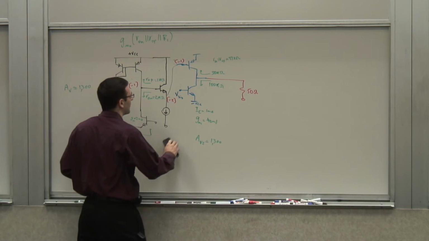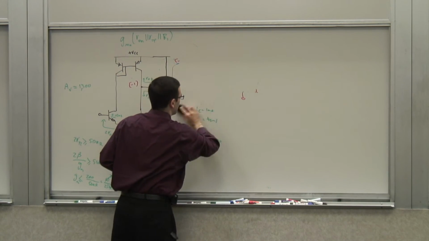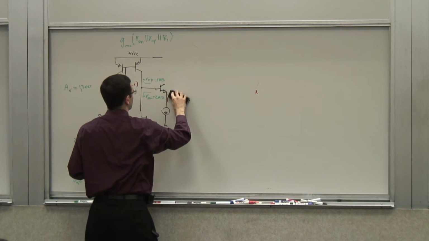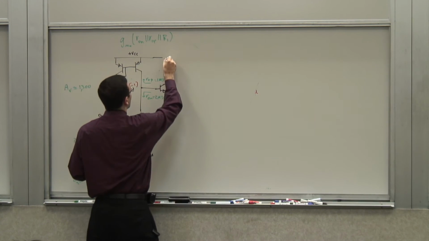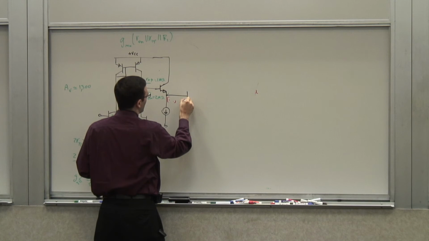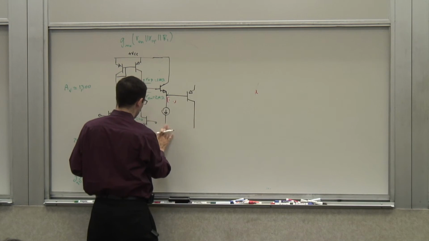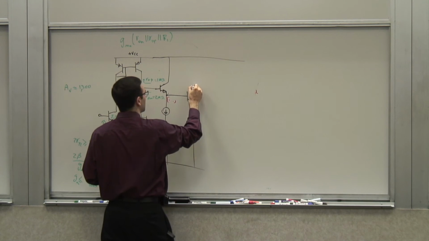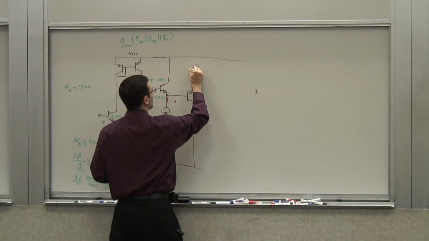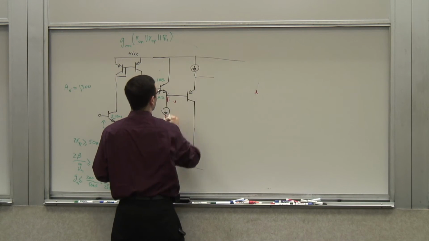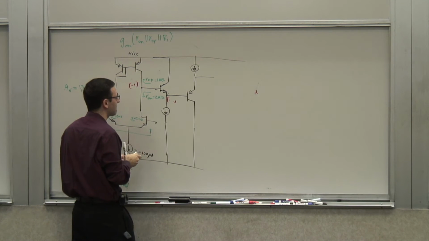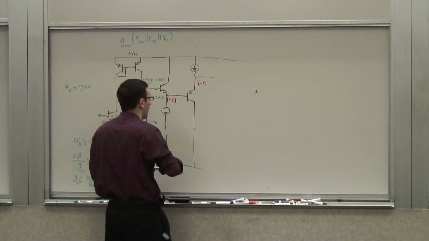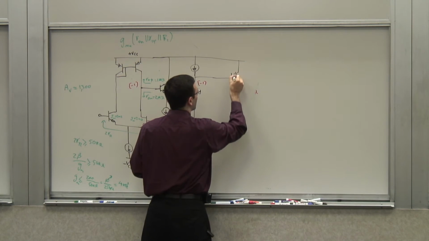So, well, let me just erase this. So this is my original follower, and this is the output, right? So I want to go up, so I use a PNP. This is minus VCC. And then I need a current source to bias this. So this is the second follower. So this is minus 2. This goes up, so this is minus 1. And now, I use this to drive my common emitter.